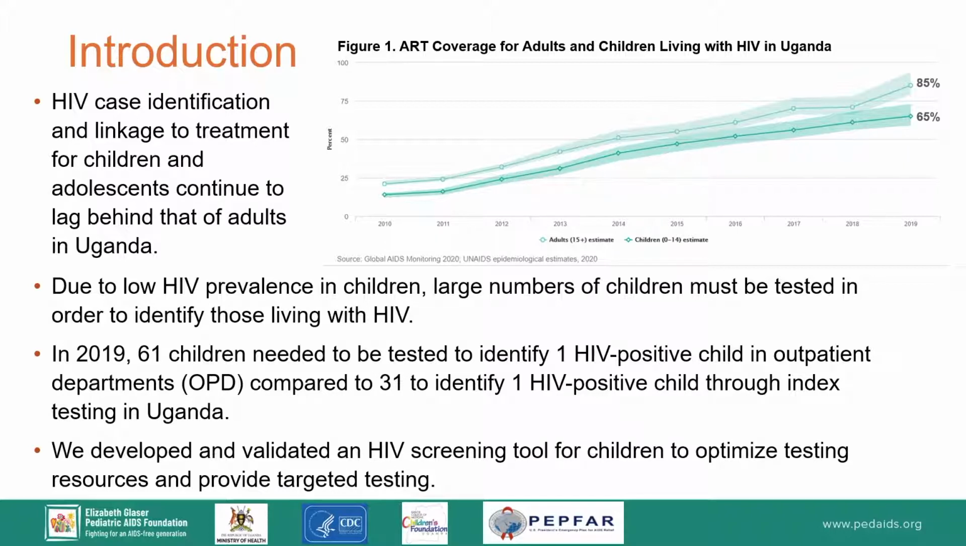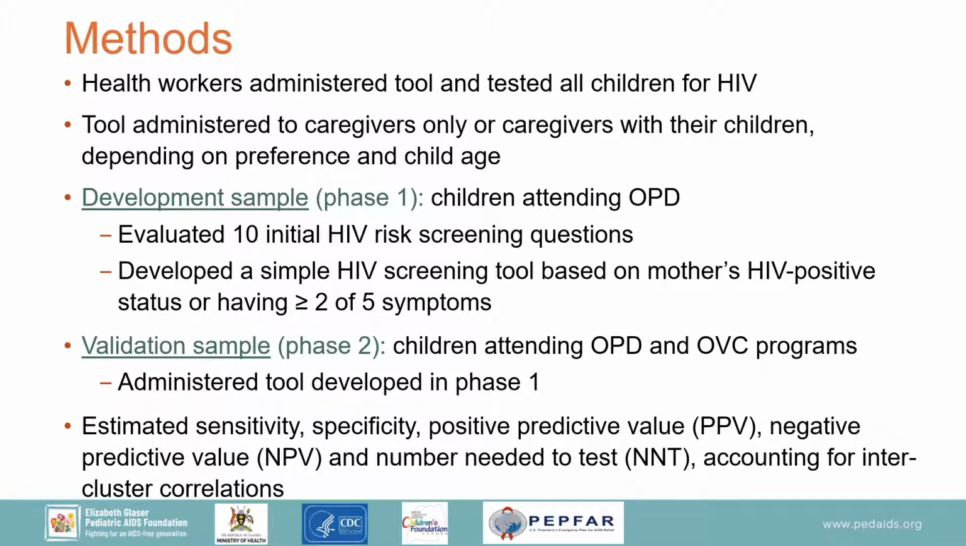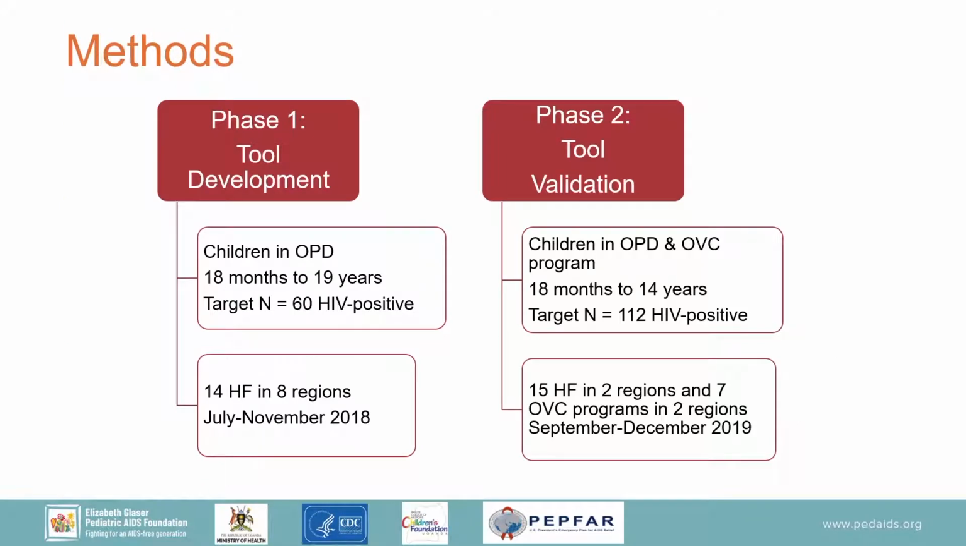After reviewing the literature on HIV in children and screening tools, we developed and validated an HIV screening tool for children to optimize HIV testing resources and provide targeted testing. Our study was performed in 2 phases. In phase 1, we targeted to enroll at least 60 HIV-positive children. And in phase 2, we targeted to enroll 112 HIV-positive children.